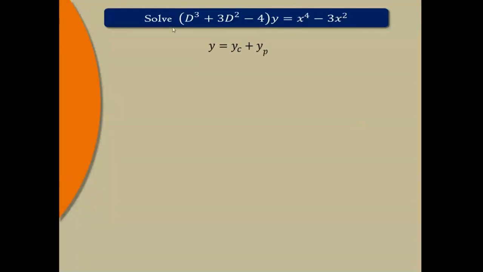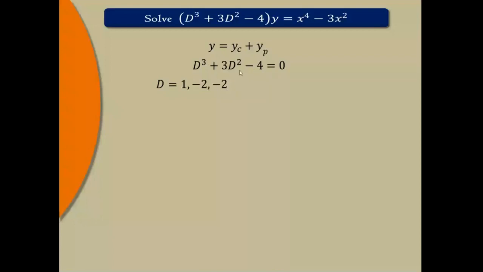For finding yc, consider the auxiliary equation D cubed plus 3D squared minus 4 equals 0. Find the roots of this equation. You can get the roots by using a calculator, or you can also get the roots directly by using synthetic division. And the roots are 1, minus 2, minus 2. Okay, now how to use synthetic division?